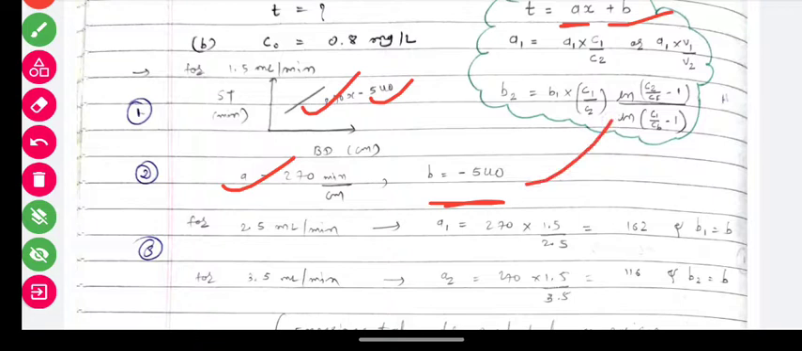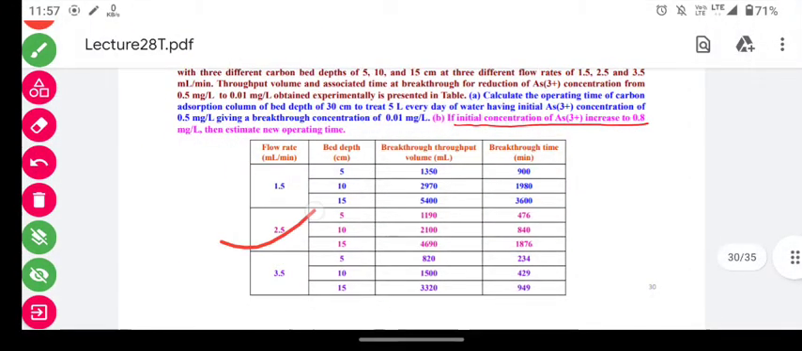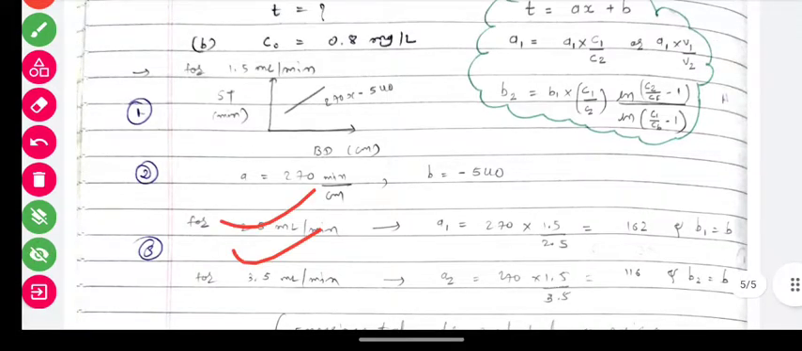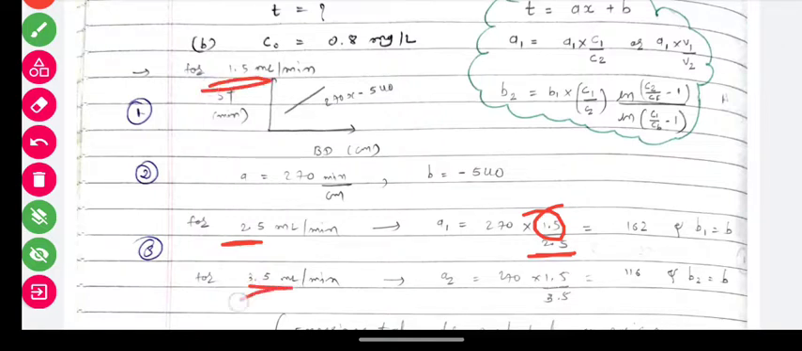Same way you can determine for the next flow. Here in the question it is for this one and for this one. So you will get it like this. A1, A2, this is the equation. It is easy to understand, you just put the value. For 2.5 you just divide by 2.5 and multiply by earlier how much it was, 1.5, for 3.5 and 1.5. B will not change, B will remain the same. So this is how you got it.